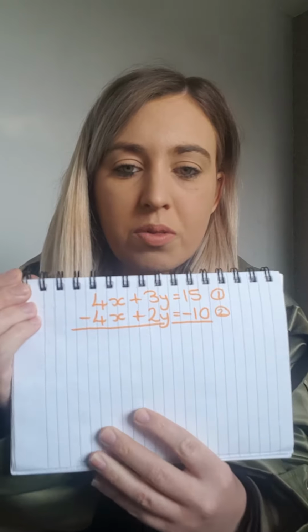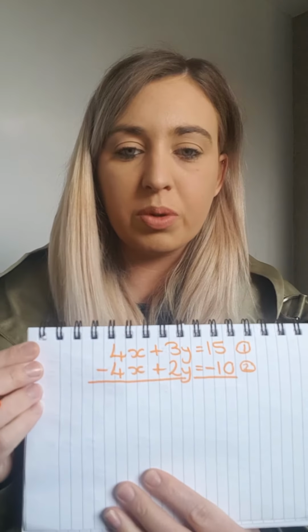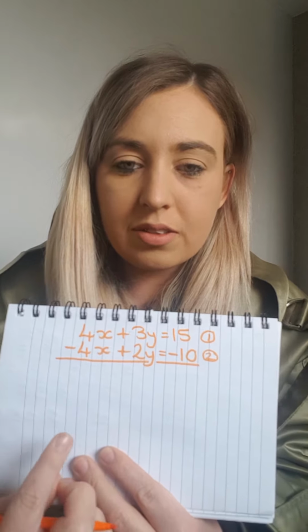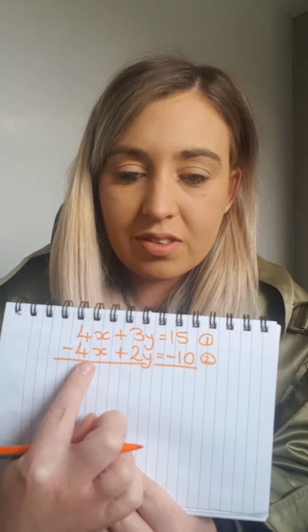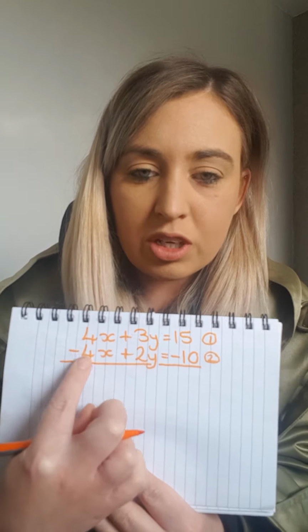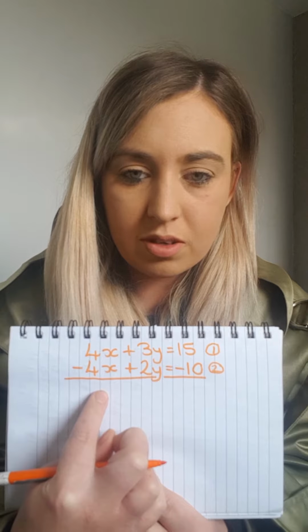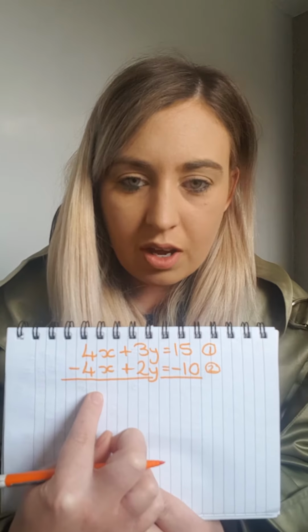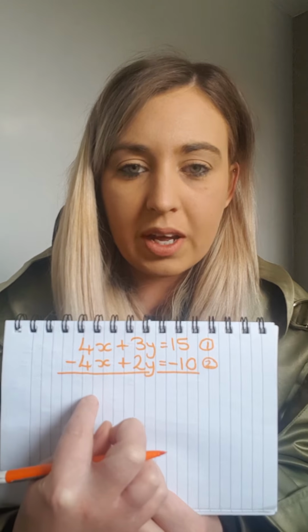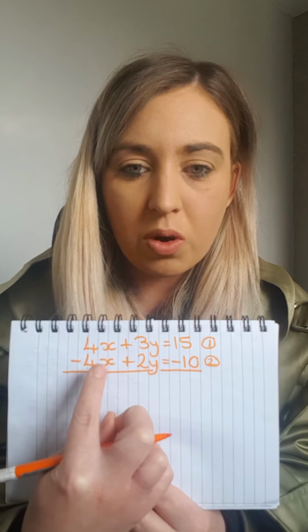Okay, so the first thing we can do is decide which letter we're going to eliminate. Now, the letter that has the same number in front of it is the x this time. So we're going to choose to get rid of the x's first, okay? Now we need to decide if we're going to add or take away the second equation from the first one.